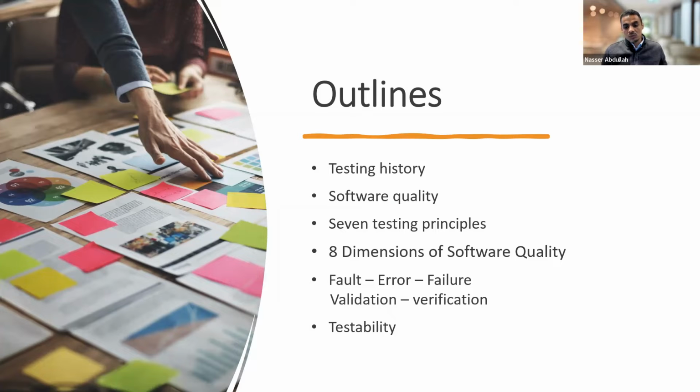Then we'll go through software testing principles. There are some principles every software tester should know. And then there are 8 dimensions of software quality to measure the software quality. Also, we have some definitions: fault, error, failure, and validation and verification. And then we'll end with software testability.